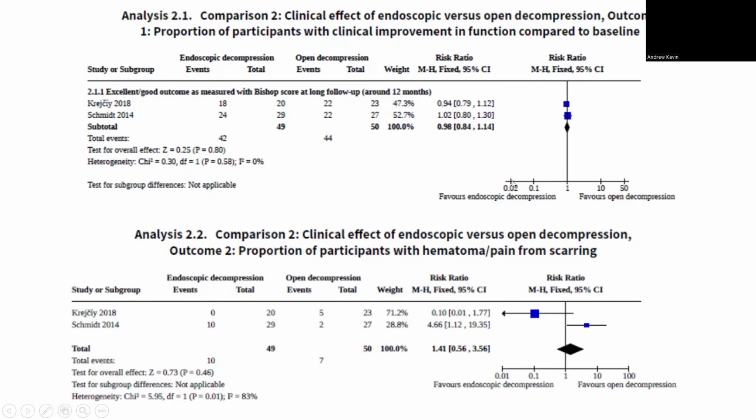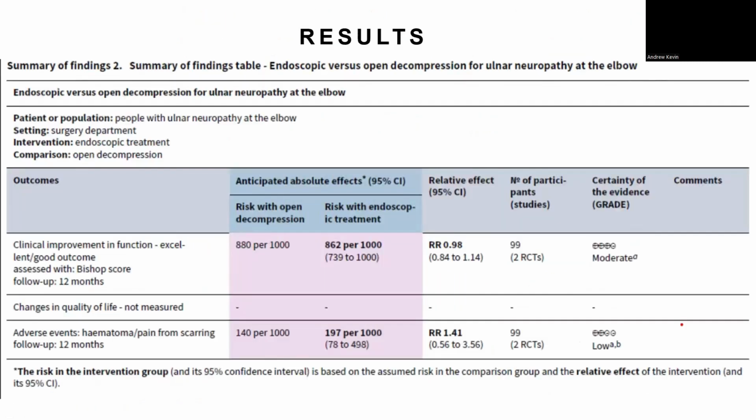Now, at this point, we will use the GRADE tool to assess the certainty of the underlying evidence. The systematic review has already used the GRADE tool. They have given us a table in this form, where if you look at this last column, they have graded the outcome of clinical improvement as moderate certainty of evidence, and the adverse events outcome, they have graded it as a low certainty of evidence. Now, today we will look at how to use this GRADE tool and how they reached this conclusion of moderate certainty and low certainty.